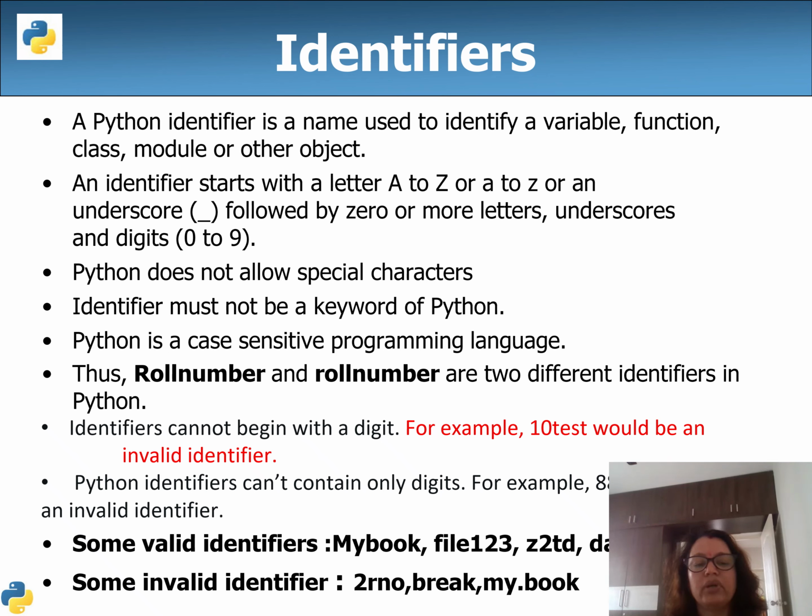These are a few valid identifiers and these are some invalid identifiers. It cannot start with a number, so a number followed by a name is an invalid identifier. Similarly, break is a keyword, so you cannot use it as an identifier. Here are some valid identifiers: my book, which can start with any letter, and a file, which also can start with any letter. So these are a few valid identifiers.